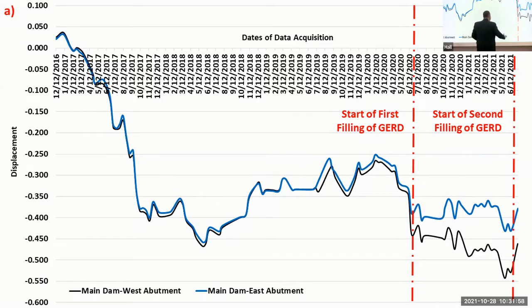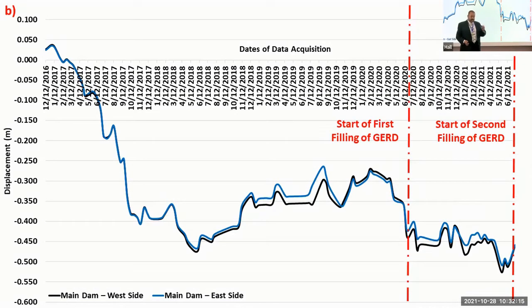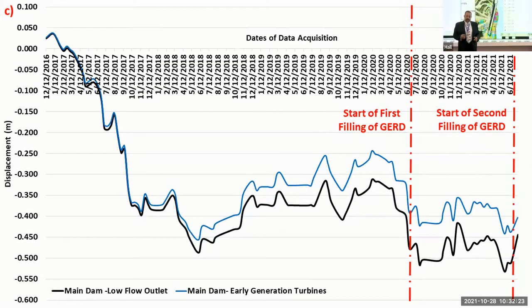That's why you can see at the time of the first filling, we see a massive jump between both curves. The two curves are getting far apart from each other, which is telling you that there is a little bit of non-uniformity in these structures. And then going to the second filling, we have some interesting results that we are going to share in another scientific publication before showing it here. Same thing for the other cross sections.